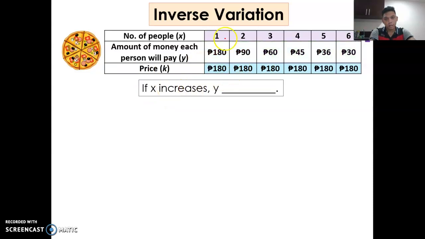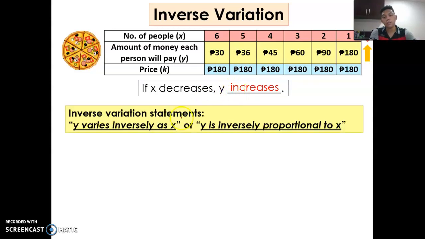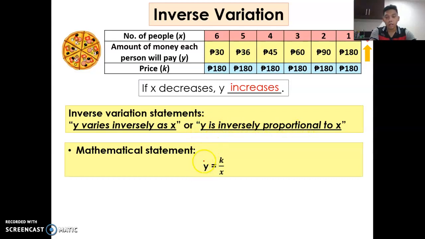So if x increases, y decreases. If x decreases, y increases. They have opposite trends: one goes down, the other goes up. The common phrases usually used in an inverse variation statement are these two: y varies inversely as x, or y is inversely proportional to x. This just means that y is written on the left side of the equation, or it could be on the right side, but make sure that the k and x are on the same side of the equation.